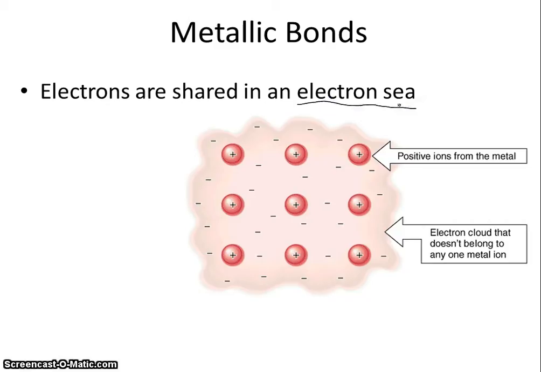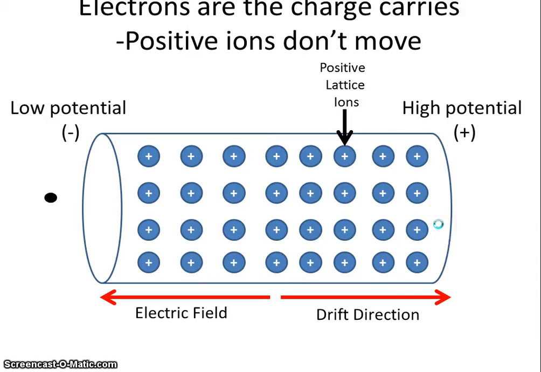Instead of having electrons tightly bound to a single atom, these electrons are shared throughout the metal by a bunch of positive ions. As you probably know, when electricity is conducted through a wire, electrons are the charge carriers. You may not know, however, that the positive ions don't move.